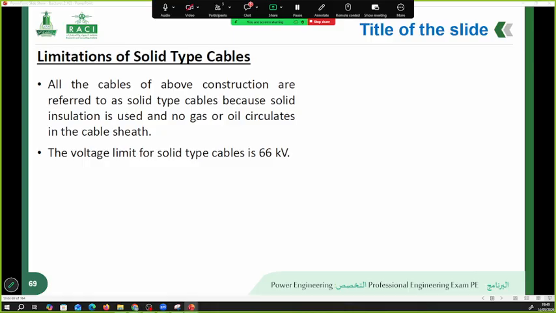This slide discusses the limitation of the solid type cables. This category includes all the cables previously discussed that use solid insulation, such as a belted cable, because they do not have a gas or oil circulating within the cable sheath. The primary limitation of these cables is their voltage capacity. They are only suitable for voltage up to 66 kilovolt.